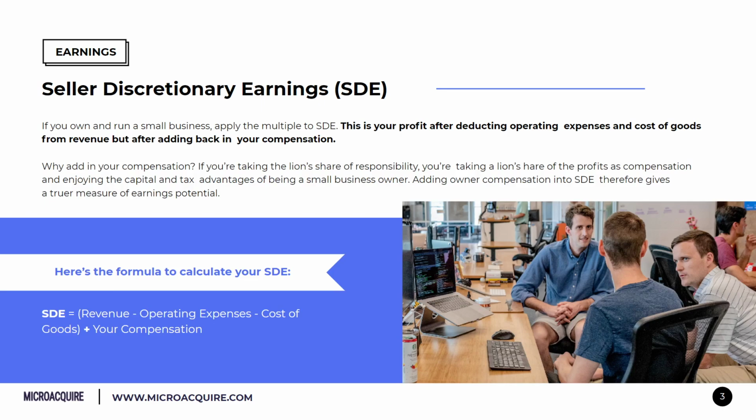Seller discretionary earnings is something that every founder should know, especially if you're a bootstrapping startup and you're profitable, specifically if you're profitable. Essentially, you are taking your revenue, subtracting your operating expenses and your cost of goods sold, and adding back your salary. So in this example, if you're running a $1 million a year company and you're paying yourself $200,000 a year, you can add that into your seller discretionary earnings and put a multiple on that.